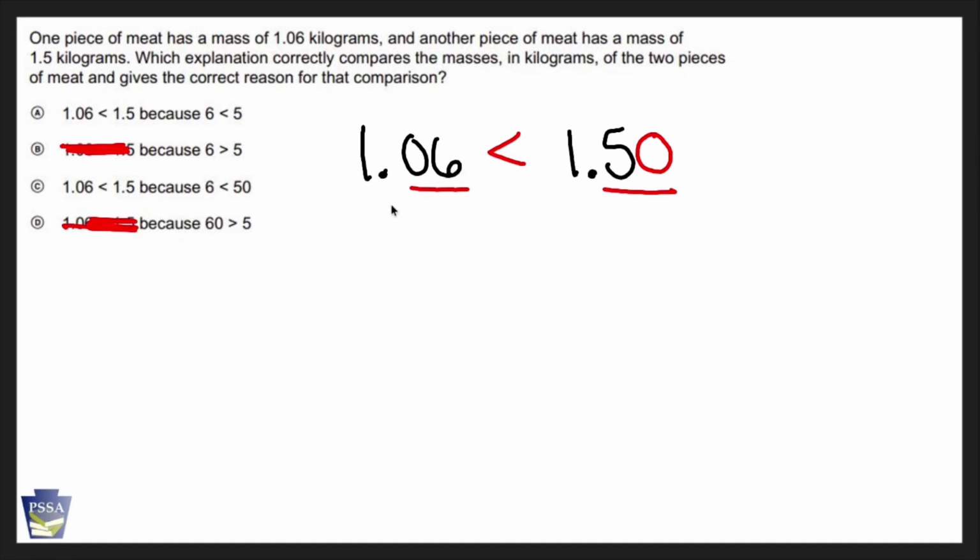Now, why? Well, it's because 6 is not less than 5. It's because 0.06 is less than 0.50, or 6 is less than 50. Again, we're thinking money thoughts. Even though this doesn't talk about money, we could treat it like money. 6 cents is less than 50 cents. Therefore, 1.06, which looks like $1.06, is going to be less than 1.5, which looks like $1.50.